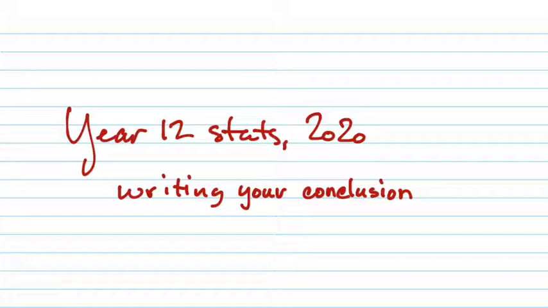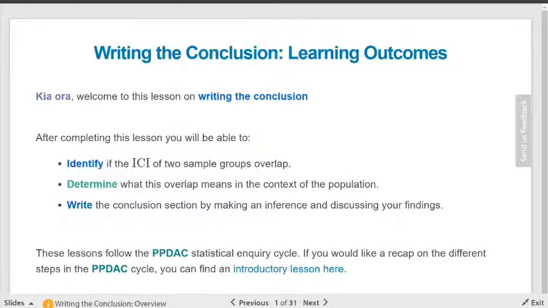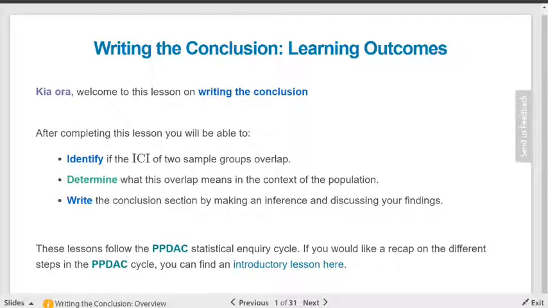All right? So we're going to go through and just look at the basic pieces of this and talk about it. Now, all right, again, back to EP because it's so good. So we're going to identify if the two samples overlap. That's the whole thing your conclusion is based on. Determine what that means in context of the population. That's a sentence that you just have to copy and paste. Then we're going to write a conclusion by making an inference and discussing your findings. That part you will have to write, but you have a template for it, right? As with all of these.